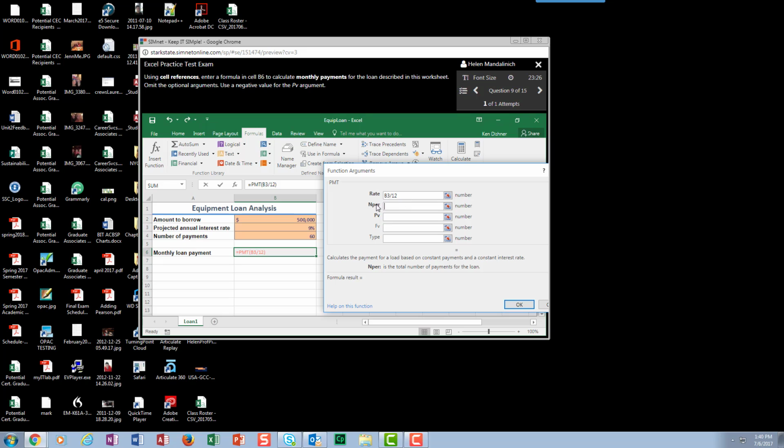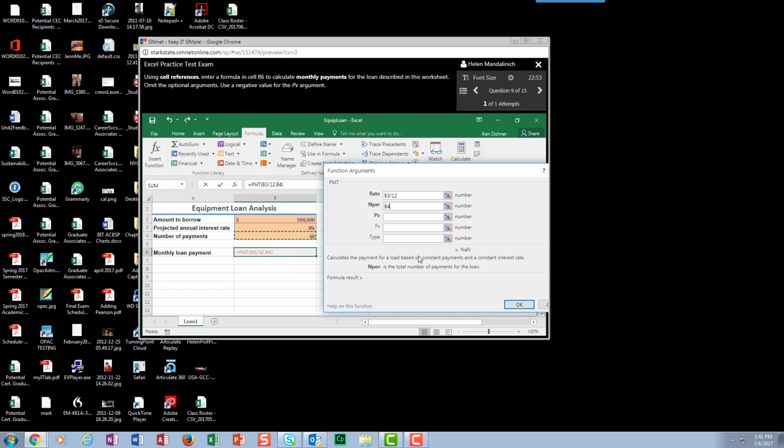Okay, the next area is the number of payments. Here's the other thing you need to watch. The number of payments would be 60, which is actually given to me. The thing to watch is if you're given the value in number of years, like number of years of the loan, you would have to multiply those years by how many periods there are in a year, which most of the time would be 12.